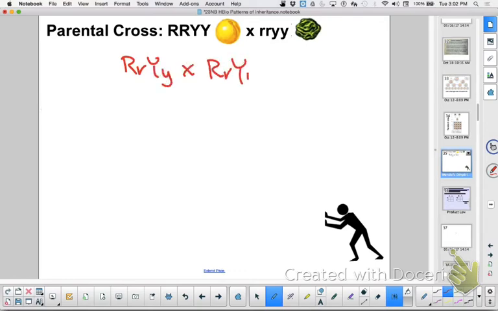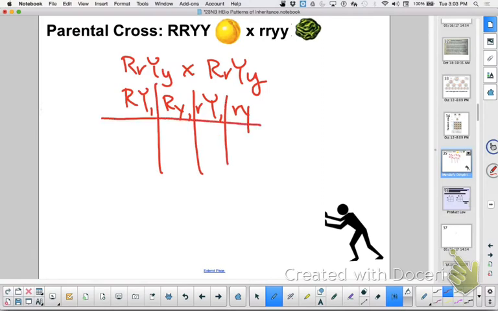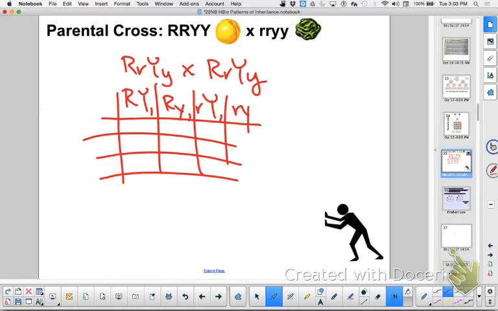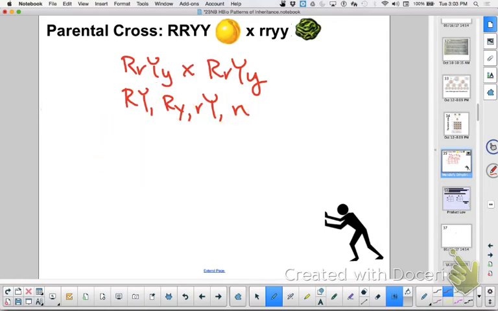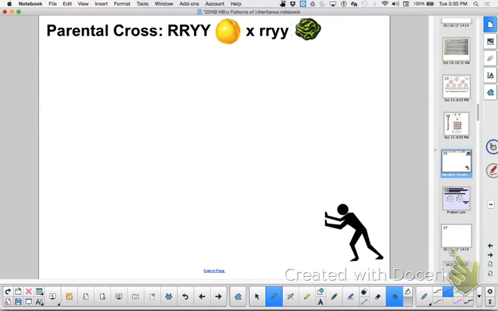Now, when you cross a bunch of things like this, you would have to put out all the gametes. So you would have big R, big Y, big R, little y, little r, big Y, and little r, little y. And then you would have that crossed with the same thing down here. That'd be a honkin' big Punnett square. So remember we talked about the product law.